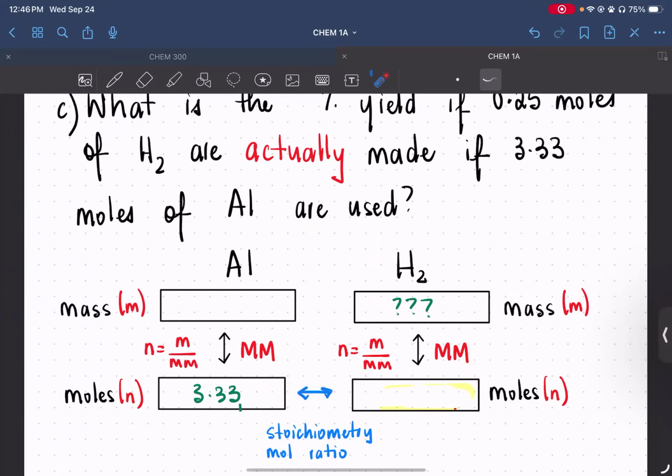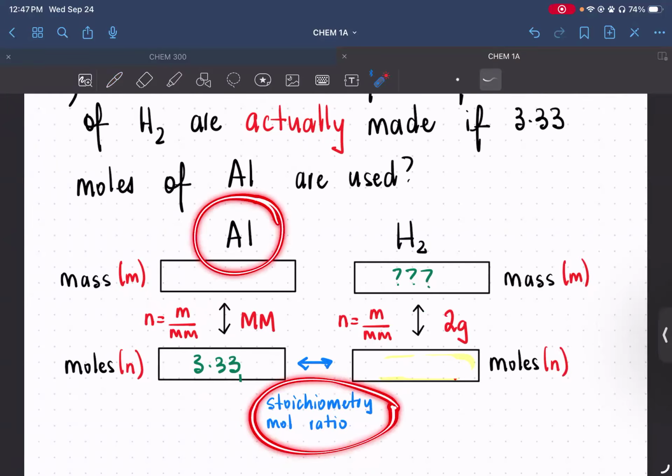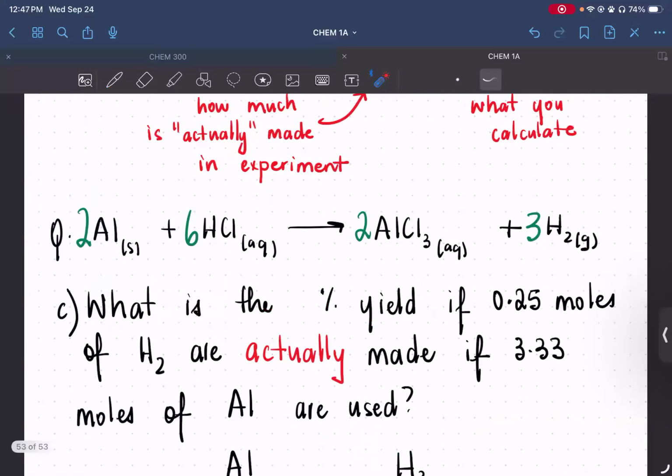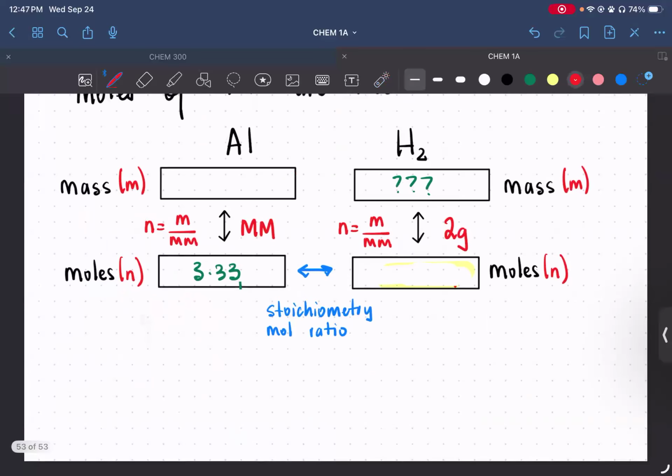What are we missing right now based on the chart? We're missing the molar mass of hydrogen. We're also missing the stoichiometry. Let's quickly fill that in. The molar mass of hydrogen is incredibly simple. It's actually just 1 + 1, 2 grams. The stoichiometry, the mole ratio between aluminum and hydrogen, let's go up and see it. Aluminum to hydrogen. Remember, this was already balanced. We spent time on it. It is 2 to 3. So I write that.